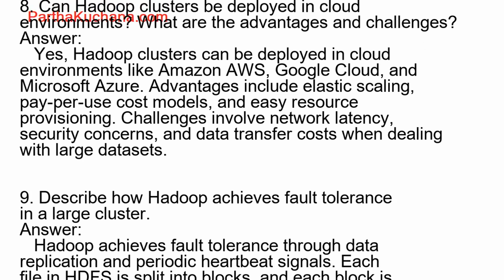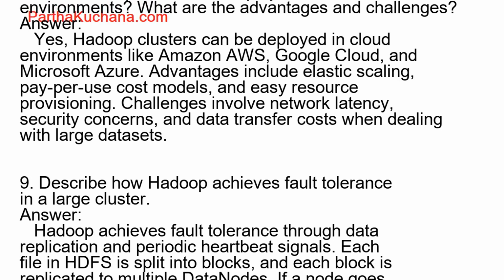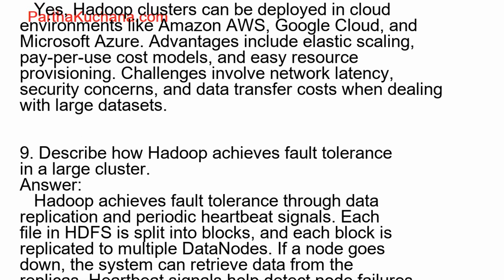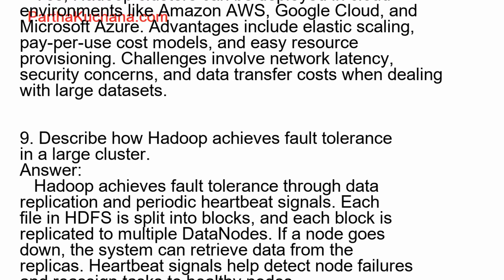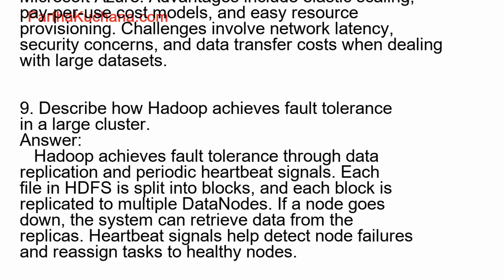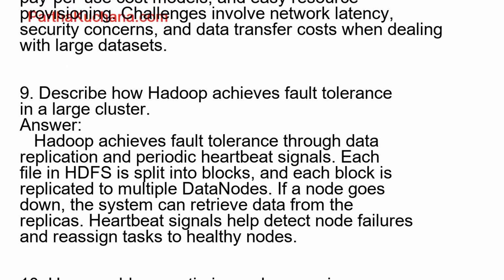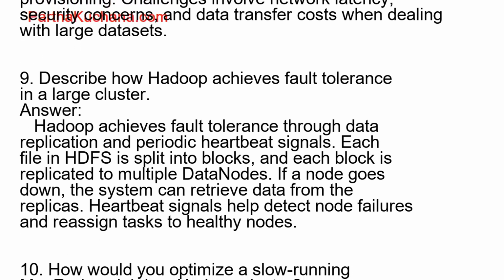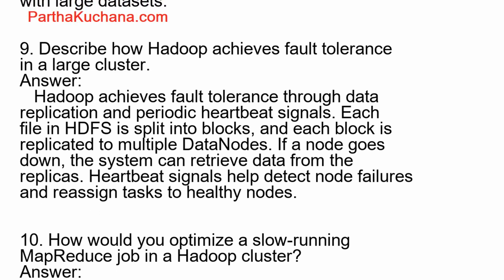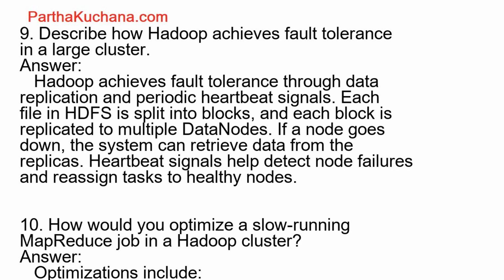10. How would you optimize a slow-running MapReduce job in a Hadoop cluster? Answer. Optimizations include tuning the number of mappers and reducers, using a combiner to reduce data transfer between mappers and reducers, enabling speculative execution for slow-running tasks, tuning block size and I/O settings, checking resource allocation in YARN to avoid contention.